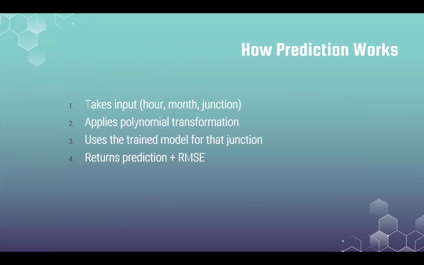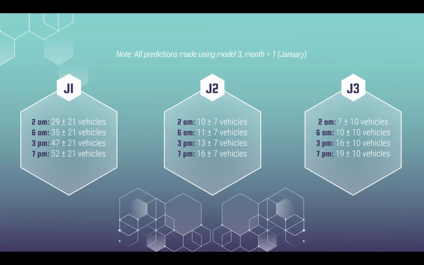For the input, the user would be able to put the hour that they want to know the traffic for, the month, as well as the junction. It uses the trained model for that junction to predict the RMS as well. When we looked at the times for the vehicles, we looked at the January month, but we looked at 4 different times, which were 2 a.m., 6 a.m., 3 p.m., and 7 p.m., for junctions 1, 2, and 3.